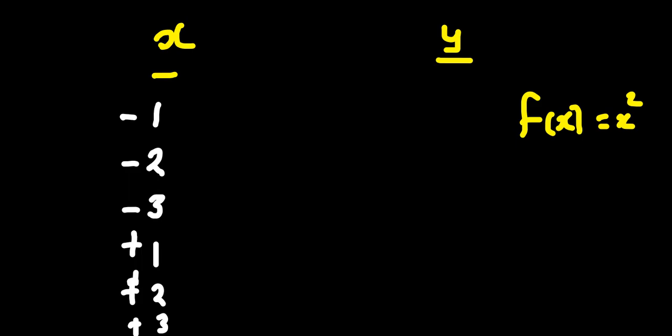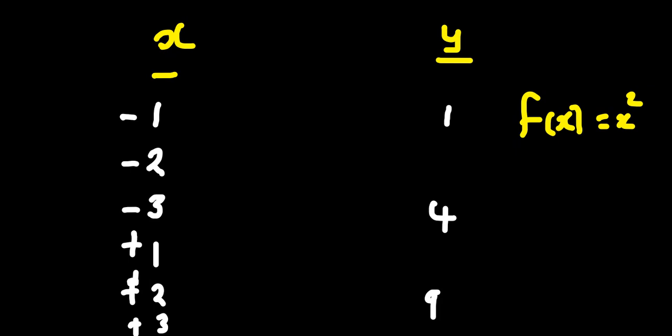Now we're saying f of x is equal to x squared. Now let's square these ones. If you square -1, it will give you a 1. That will be our output. -2 squared will give us a +4. Then -3 squared will give us a 9. +1 squared will still give us a 1. +2 squared will give us a 4. +3 squared will give us a 9.